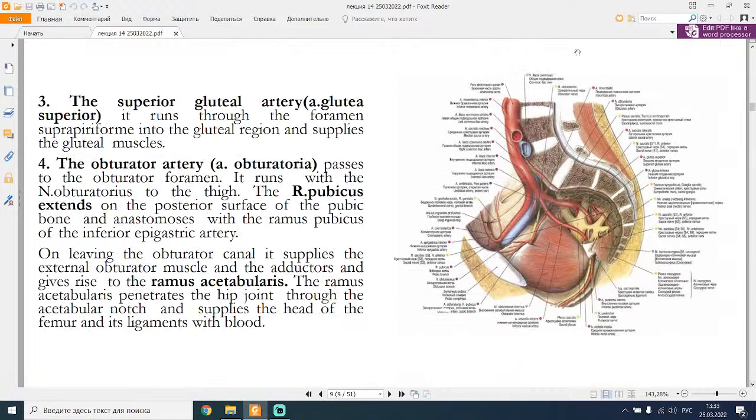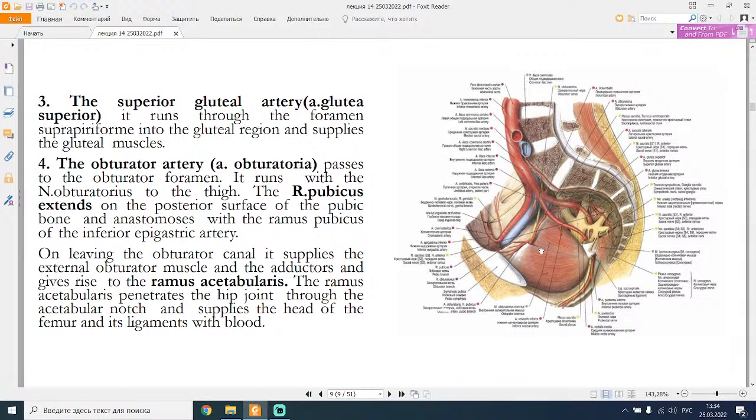Next branch, arteria glutea superior. You see arteria glutealis superior. It runs through the foramen suprapiriforme into the gluteal region and supplies the gluteal muscles.